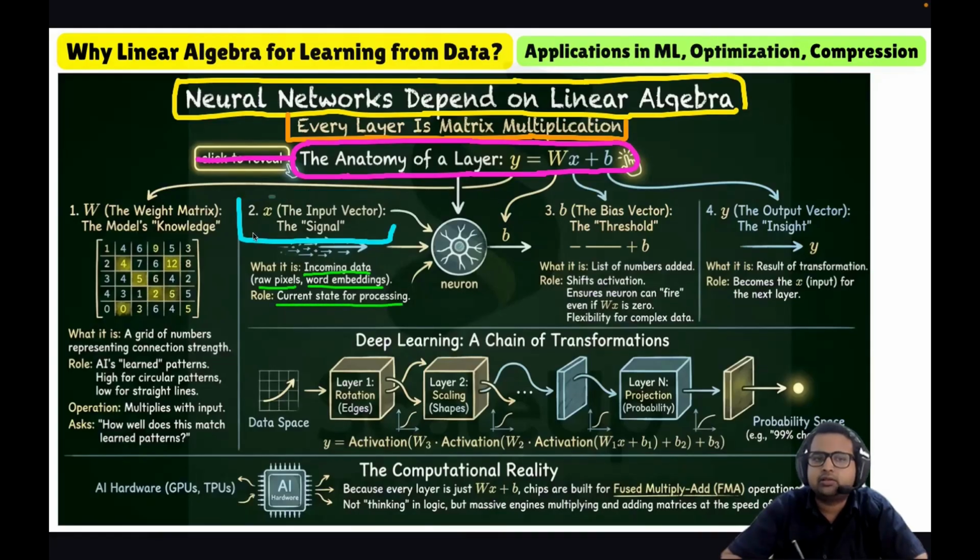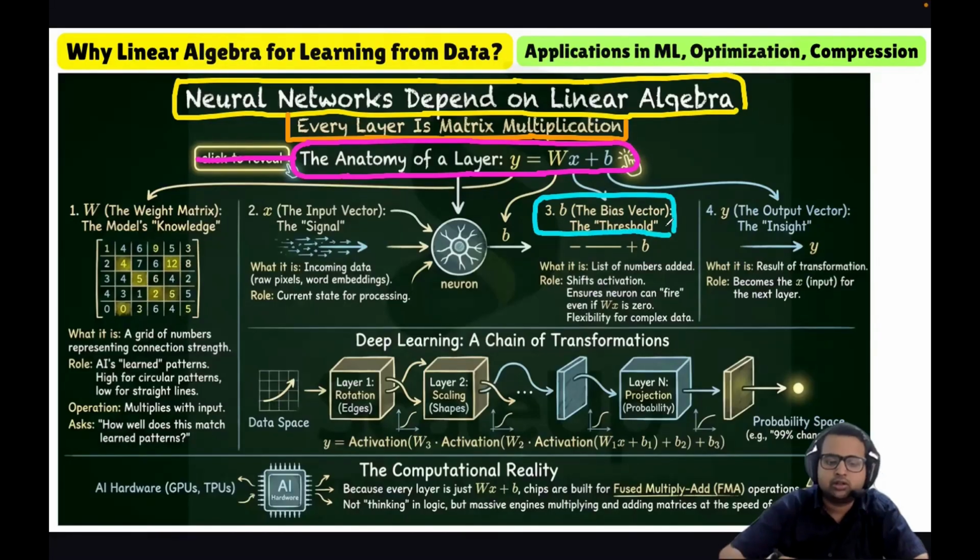Now, in this linear equation, we have small b, which is the bias vector. It is the threshold. The bias vector is basically a list of numbers which are added after the multiplication. When we multiply the weight matrix with the input vector x, we add the values of the bias vector.